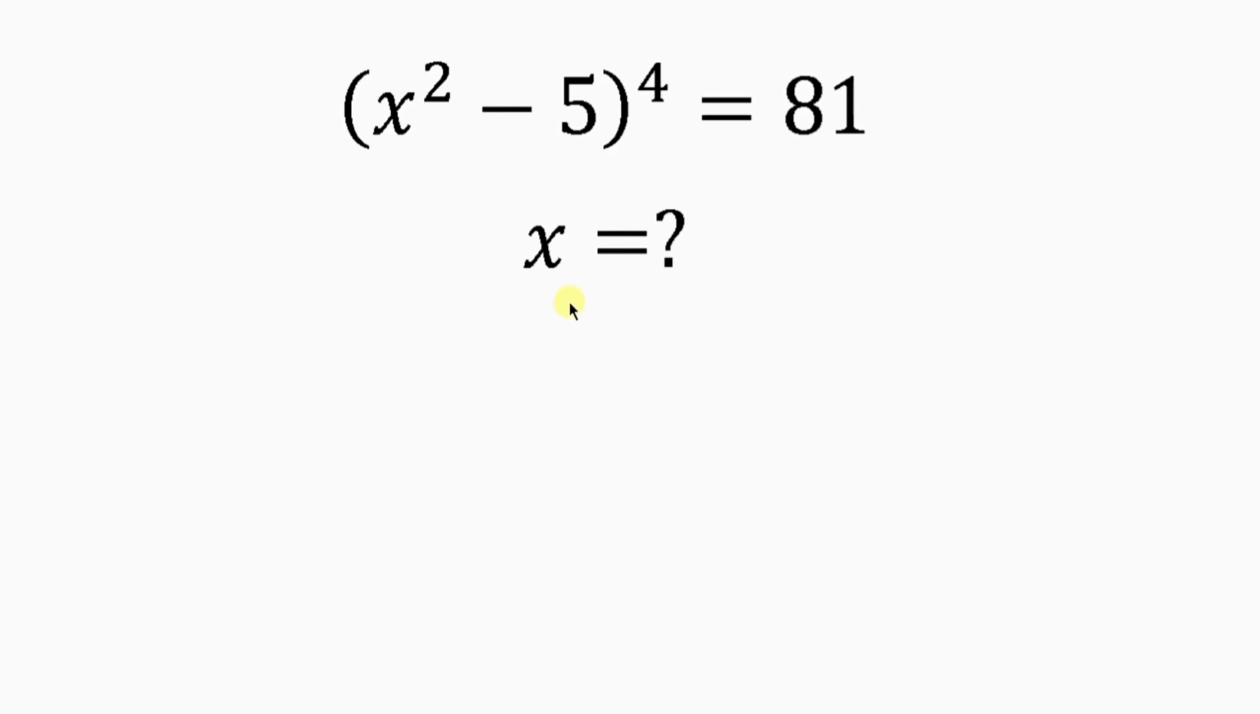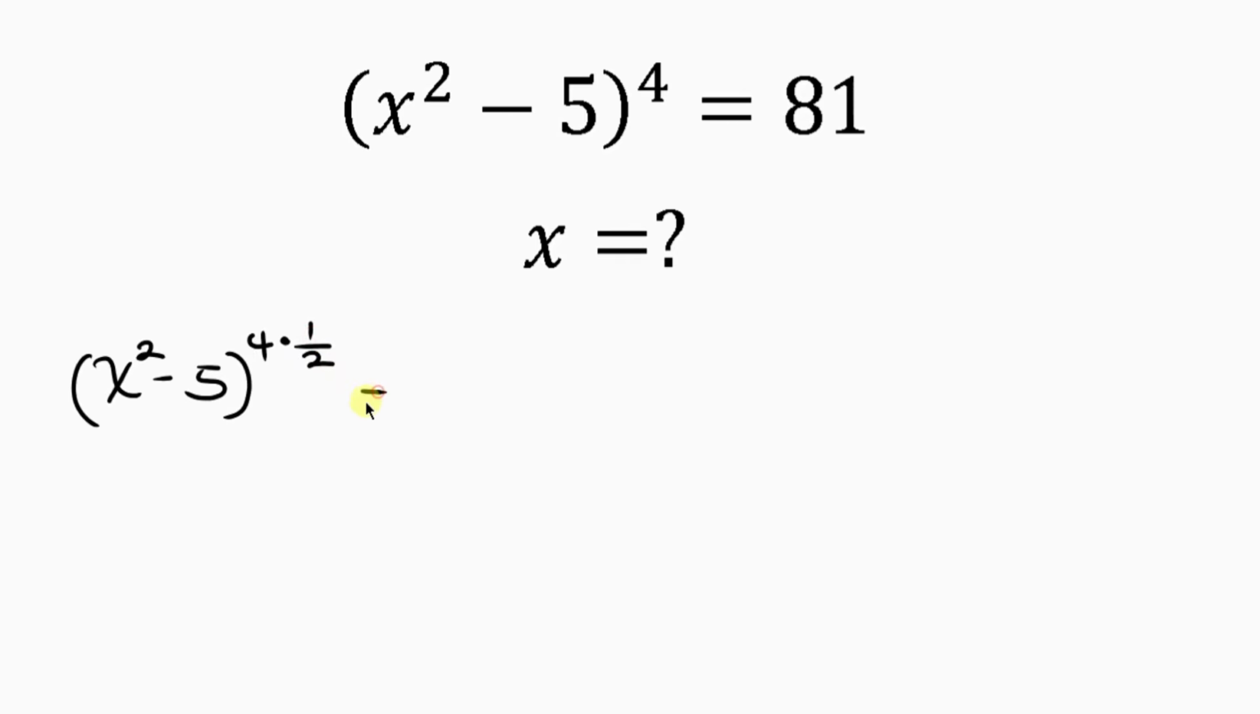Let's solve for all values of x, given that (x² − 5)⁴ is equal to 81. Well, our first step will be for us to multiply the exponent on the left and on the right by 1/2. So on the left, we have (x² − 5) all raised to the 4. Now I'll be multiplying the exponent by 1/2.